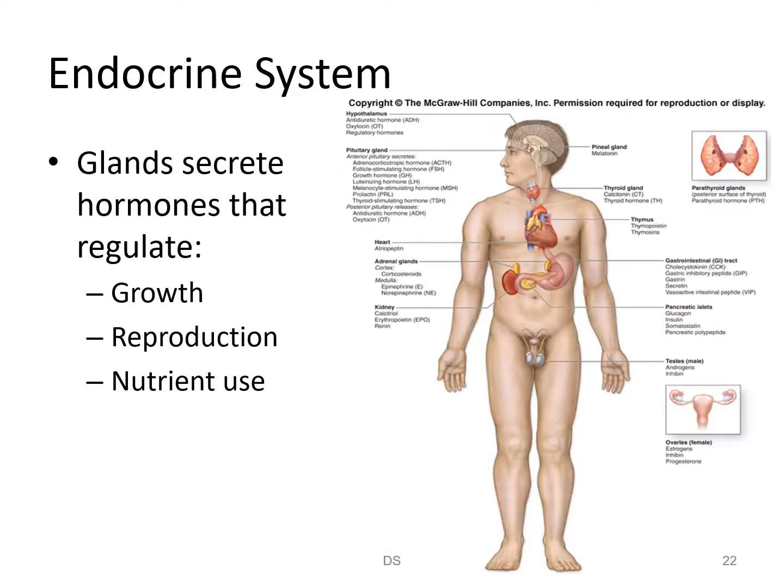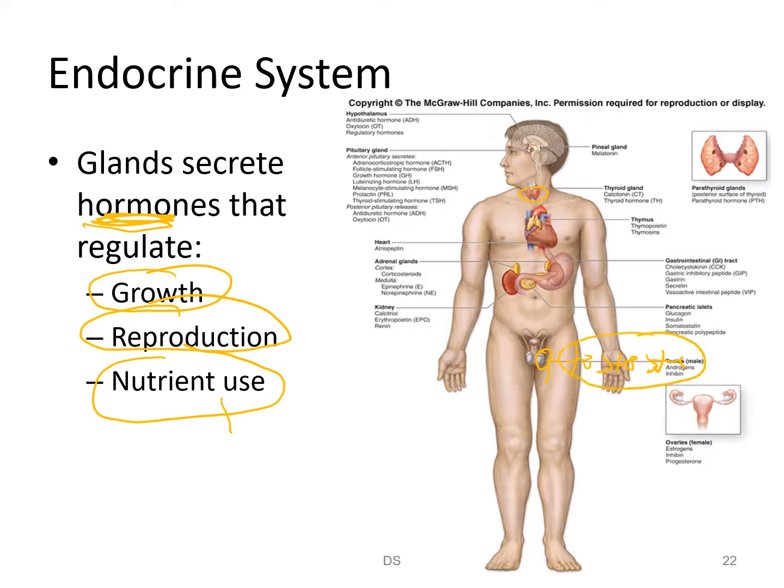The endocrine system, they produce hormones. They regulate growth, reproduction, and nutrient use. For example, the thyroid produces a hormone, thyroid hormone. It is important for metabolic activity. Like the testes, they produce what we call testosterone.